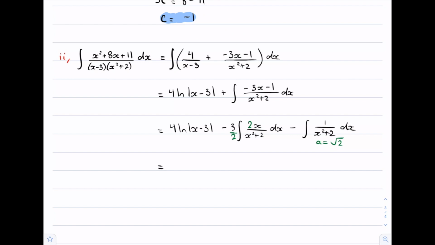So we can now go ahead and do our integrals. So this is 4 log x minus 3. Here I have minus 3 halves, log of the denominator, so log of x squared plus 2, minus, now be careful because with a tan inverse, you have to multiply by 1 over a outside of the tan inverse. So this is 1 over root 2, tan inverse of x divided by root 2, and of course we add a plus c because we have no more constants, no more integrals left over. And that is our final answer.